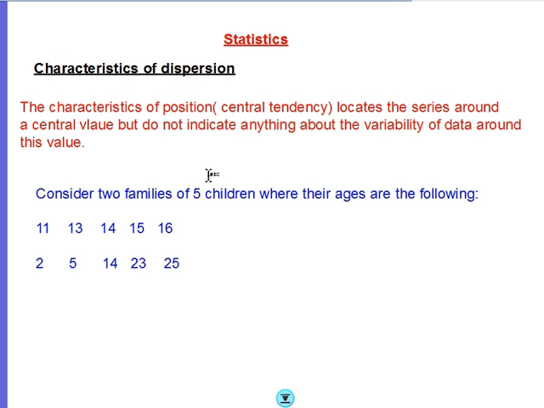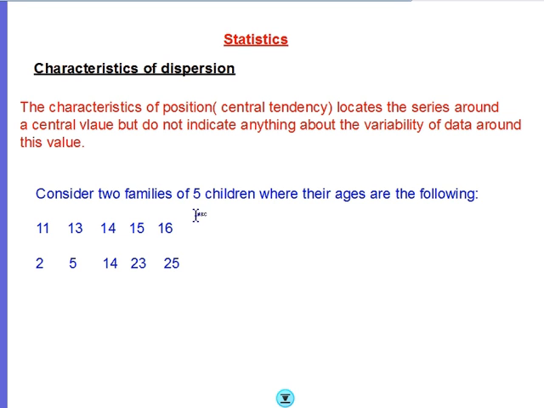Okay, so we know the characteristics of position, or central tendency. We talked about the mode, mean, and median. These are called the characteristics of central tendency. They locate the series around a central value, but sometimes these characteristics do not indicate the variability around this value. Let's take an example.